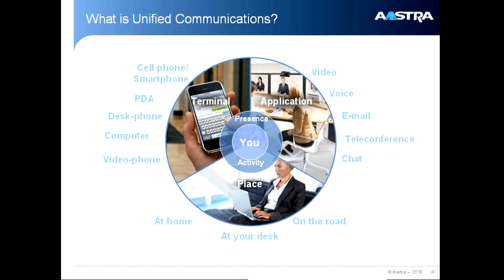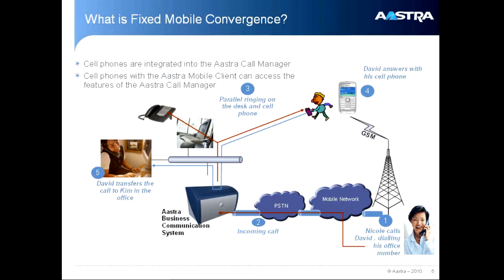You should not be forced into working a certain way simply because the technology you have does not offer you the right tools to do otherwise. UC is efficient communication, making you more effective and productive in today's competitive environment. What is fixed mobile convergence? FMC brings together the best aspects, features, and functions of fixed and mobile communication technologies, creating a highly versatile and efficient working environment that is crucial to the success of today's mobile workforce.